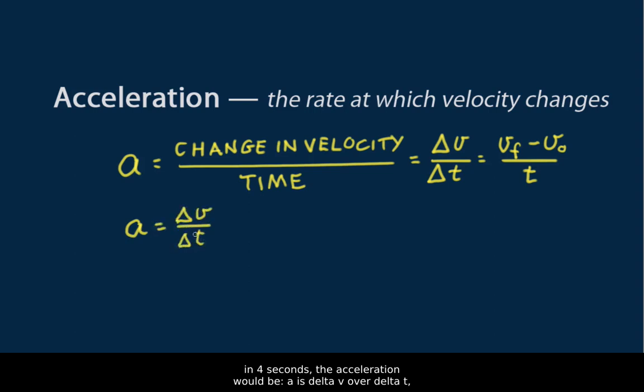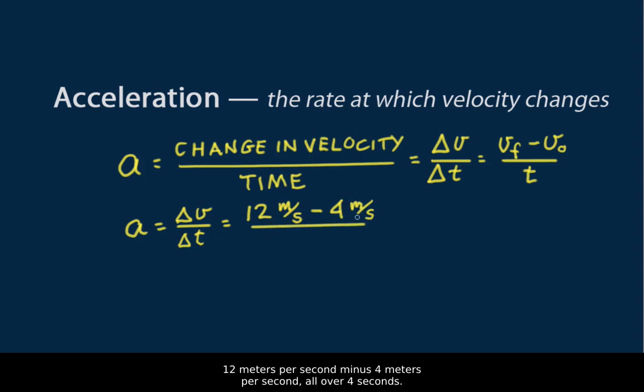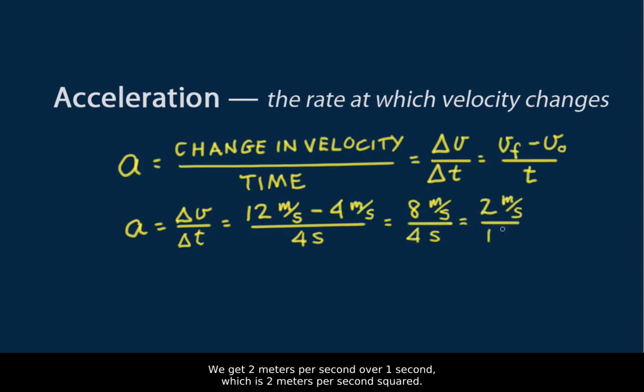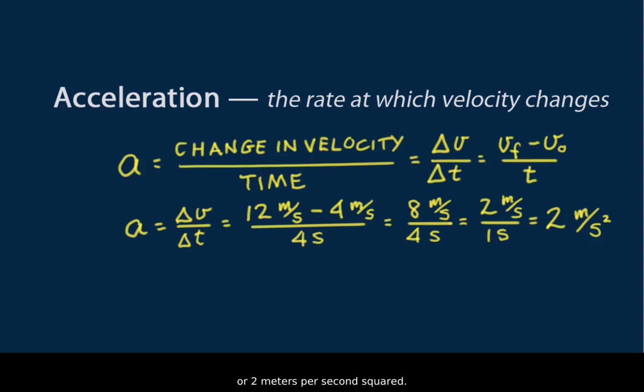a equals delta v over delta t, 12 meters per second minus 4 meters per second, all over 4 seconds. That's equal to 8 meters per second divided by 4 seconds. We get 2 meters per second over 1 second, which is 2 meters per second squared. That's the acceleration. In each second, the velocity changes by 2 meters per second, which is why we say the acceleration is 2 meters per second per second, or 2 meters per second squared.